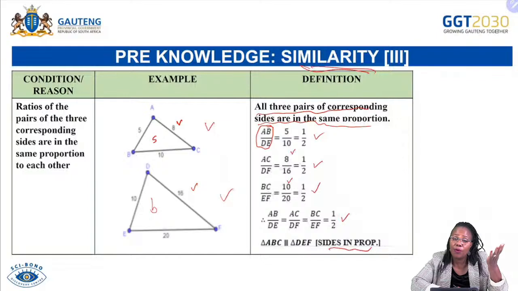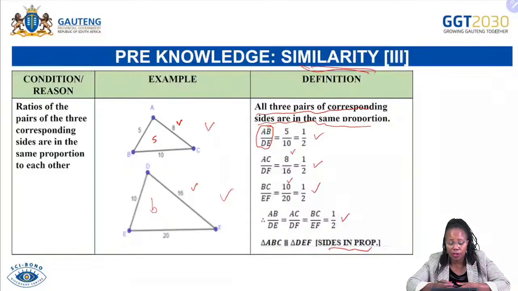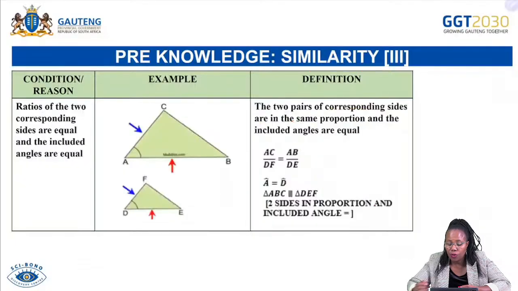Remember, previously we were proving using equal angles. That is why we were saying equiangular. Here we are proving using ratios of the sides. If they are in proportion, that means they are in equal proportion, which is half. Therefore, the two triangles are similar on the condition that sides are in proportion. Right, we are still on similarity here.